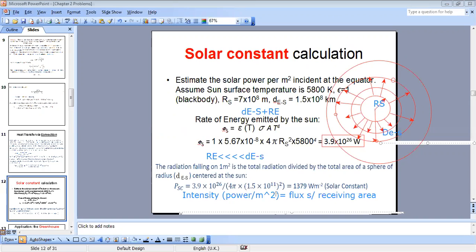So now if we do the calculation, we obtained 1,379 watts per meter square. This is the solar constant. Now, I know that it was a little bit confusing for you, the difference between this receiving area and what we were talking about before. I will now repeat, okay?